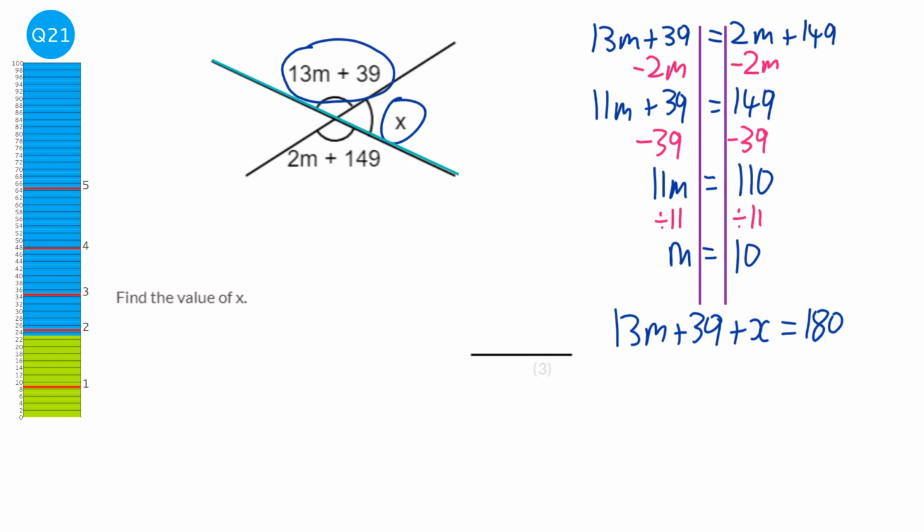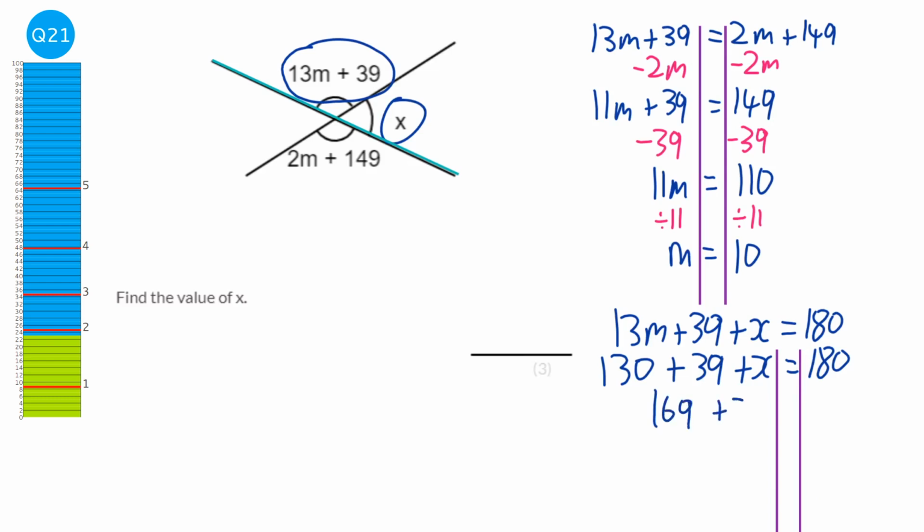So we can solve this, or well, first of all, we know what m is. So it'd be 13 times m, which is 130. And then we can solve this. So let's get my solving lines in. And so that's going to be 169 plus x equals 180. And we're going to just take that away from both sides, the 169. So we've got x equals 11. So the value of x will be 11 degrees.